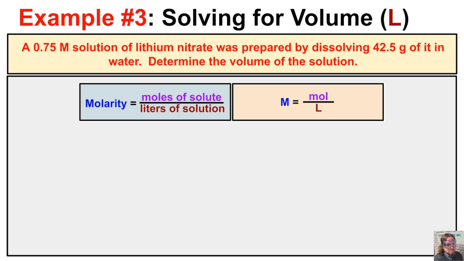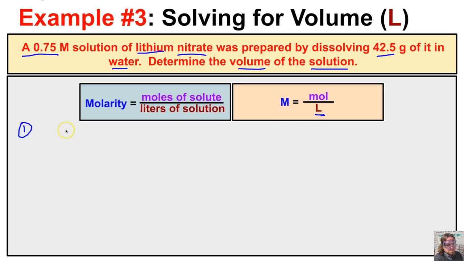In this third and final example, it says a 0.75 molar solution of lithium nitrate was prepared by dissolving 42.5 grams of it in water. We need to determine the volume of the solution. So if we take a look here, we're asked to figure out the volume of the solution. So how can we do that? Well, let's take a look.